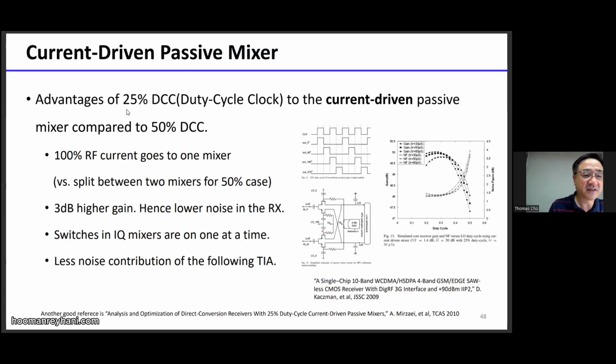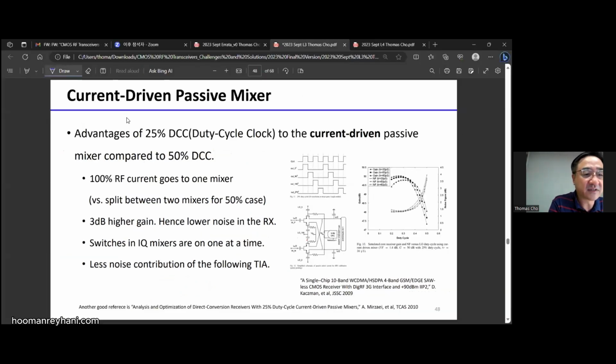So why 25%? Well, first let me tell you what the 25% clock means. A 25% clock duty cycle means a waveform like this. This is the LO clock waveform, and the 50% means the generated four-phase clocks are supposed to be 50%, but here you only see 25%, right? And this has an advantage over the 50% duty cycle case when it is current driven.